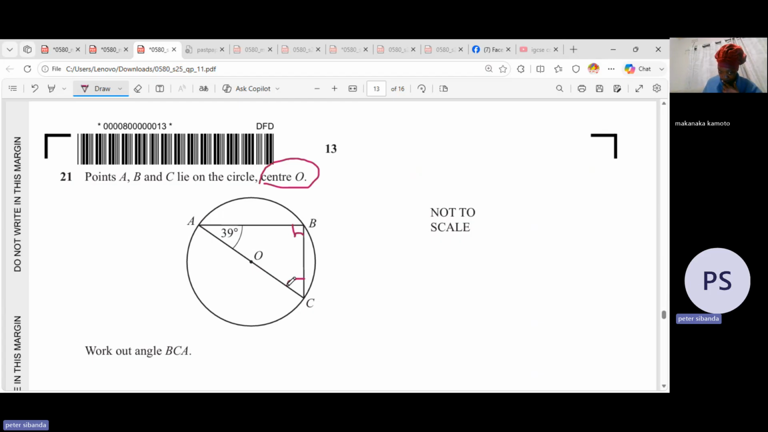It will be easy to get this angle, isn't it? If you know this is 90, and you already know this is 39, can you fail to find this one? That would be 51. How did you find it? I subtracted 39 and 90 from 180. Yes, you add these two, and if I add all three they must give me 180. So 180 minus the total of those two gives your 51. And that was the question: work out angle BCA. BCA is 51.